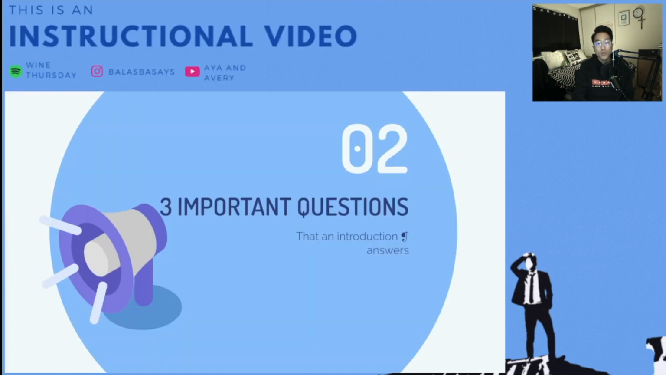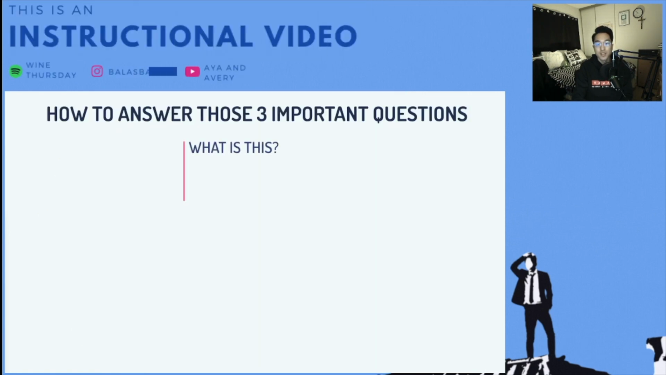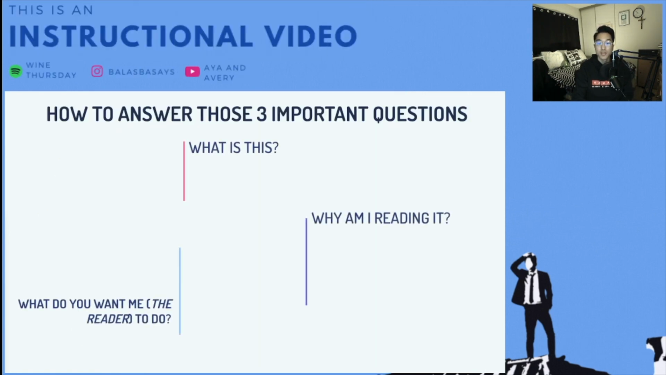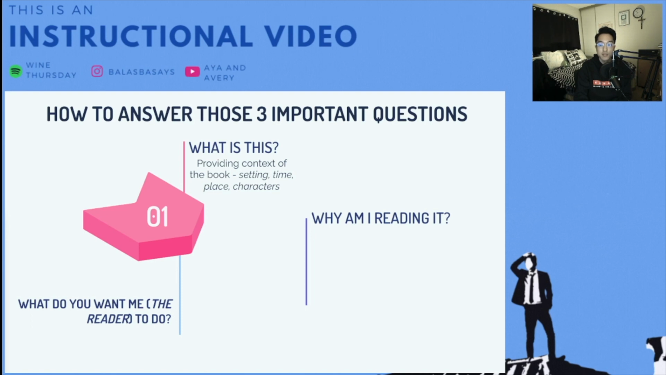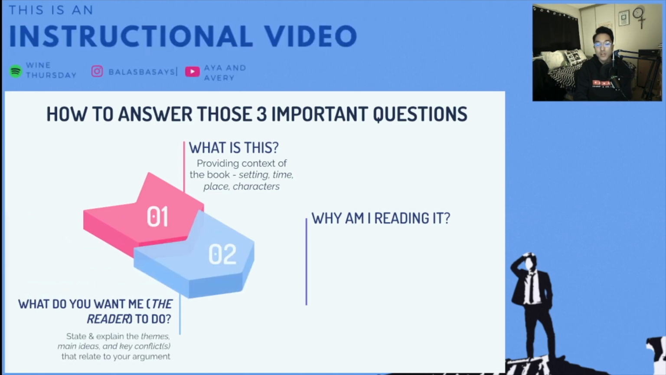So there are 3 important questions your introduction should be answering, starting with what is this? What do you want me, the reader, to do? And why am I reading this? Your introduction should provide context of the book. This could be setting, time, place, characters, and you want your reader to understand what this essay is about. So state and explain the themes, main ideas, and key conflicts that relate to your argument.